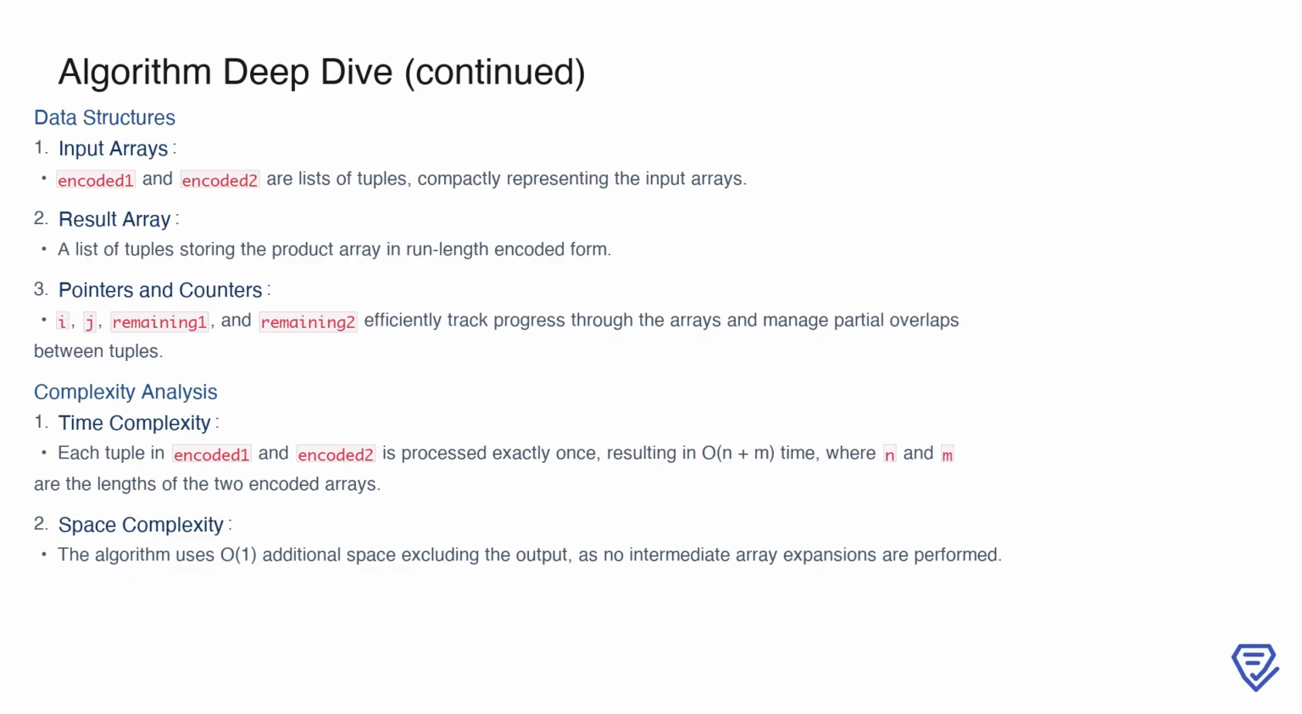Regarding complexity, the time complexity of this algorithm is O(n + m), where n and m are the lengths of the two encoded arrays. This is because each tuple is processed exactly once. The space complexity is O(1) additional space, as no intermediate data structures are created apart from the output array. This makes the algorithm highly efficient for handling large inputs.